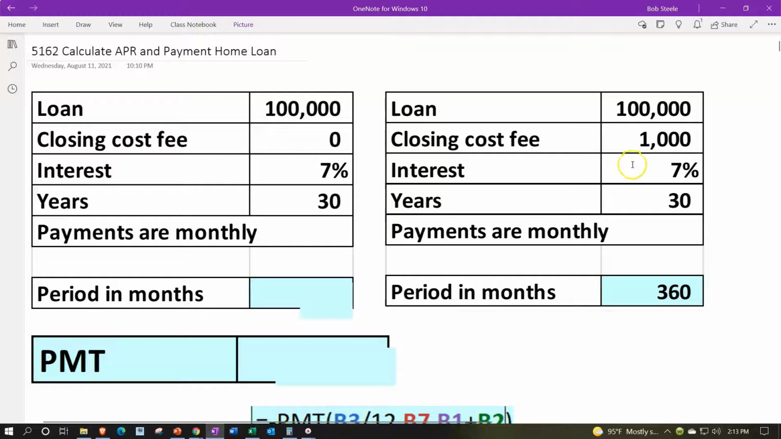How can I compare something that has a lower interest rate, but then they charged me these fees, to something over here that doesn't have any fees, but they have a higher interest rate, for example? And you can see where the confusion could come in. The APR is something that should help us with that.